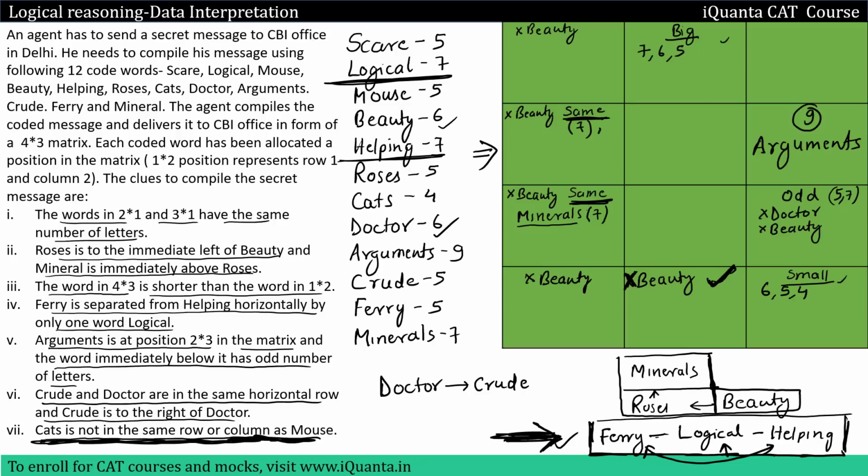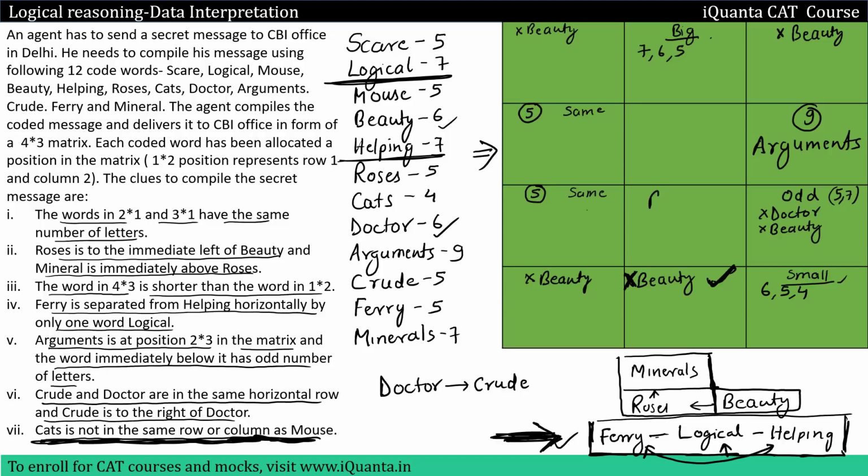So we cannot have a 6 letter word over here. We cannot have a 6 letter word over here. So the only possibility that remains is we should have a 5 letter word in both these positions. So I will write 5 letter word over here, 5 letter word over here. Now we cannot have beauty over here. Why? Because then to the left we will have roses, and above roses I should have minerals, but above this position I do not have any space, so beauty cannot be here.